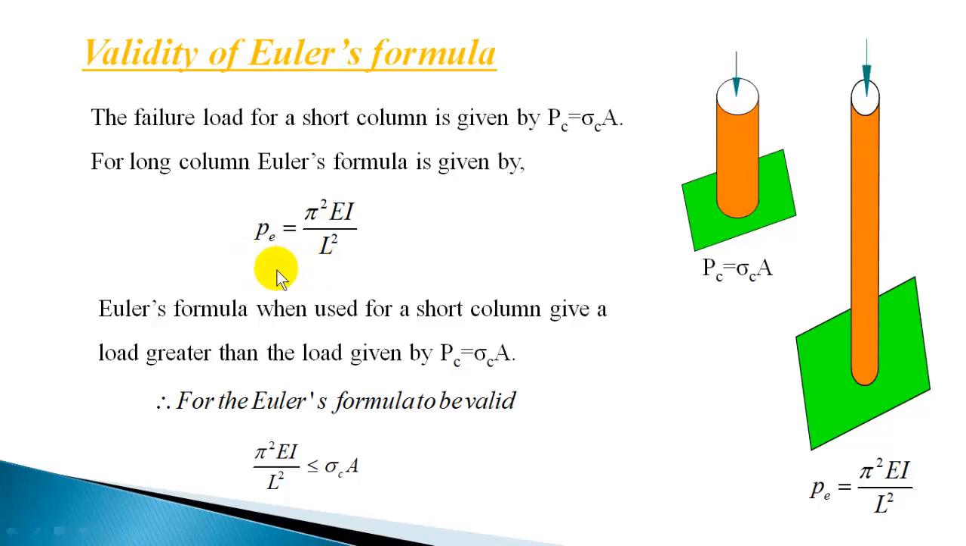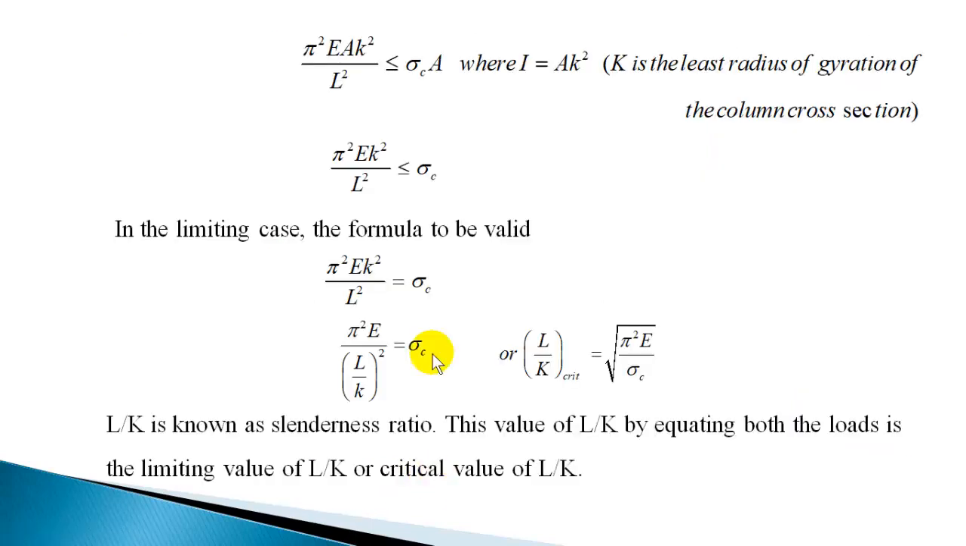So this is the crippling load given by Euler's formula. It is applicable only for a long column, and this is the failure load given by a short column, but long columns will fail at a lower load compared to a short column. For a short column you cannot apply Euler's formula. So for Euler's formula to be valid, pi square EI by L square should be less than or equal to sigma C A. Now in pi square EI, I can be replaced by A K square.